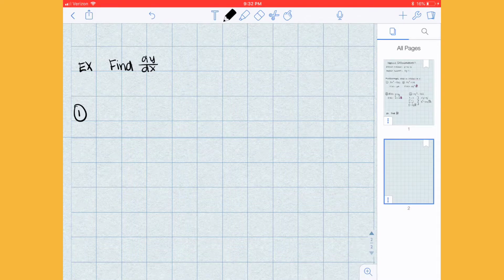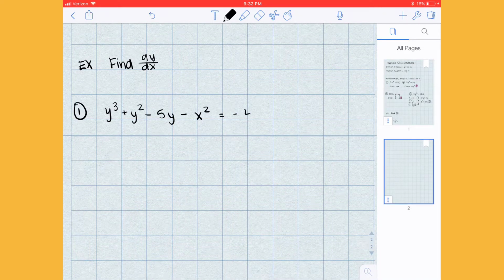So let's start out with the function y to the third plus y squared minus 5y minus x squared is equal to -4. If you're jotting notes, step 1 is literally to differentiate both sides in respect to x. So this is going to be 3y squared dy over dx plus 2y dy over dx minus 5 dy over dx minus 2x is equal to 0.